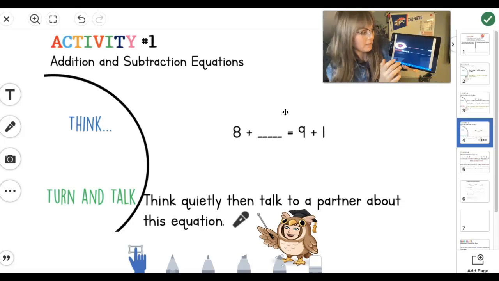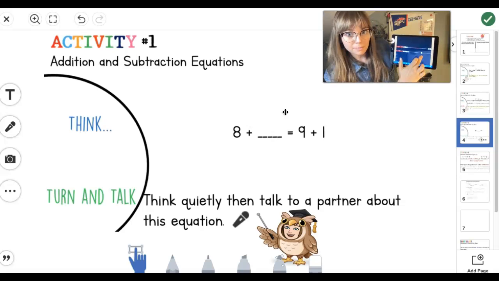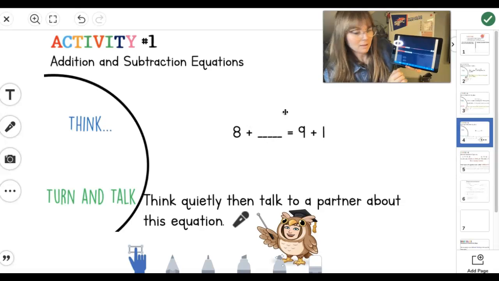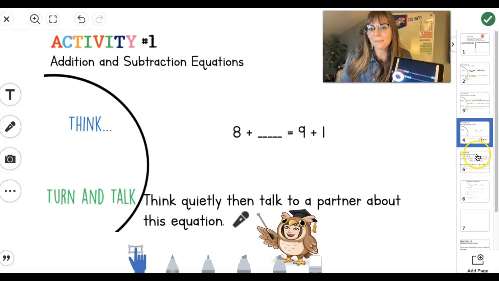8 plus what equals 9 plus 1? Well, here on the bottom, 9 plus 1 equals 10. 8 plus what equals 9? Record how you know your answer.